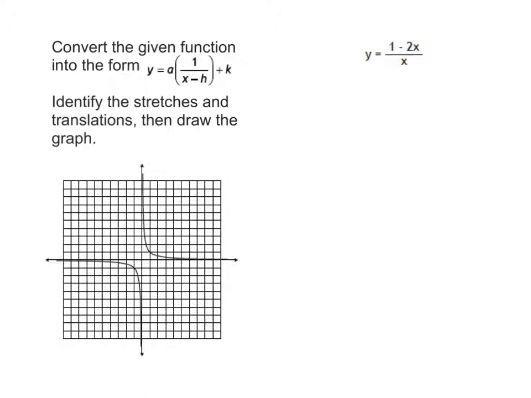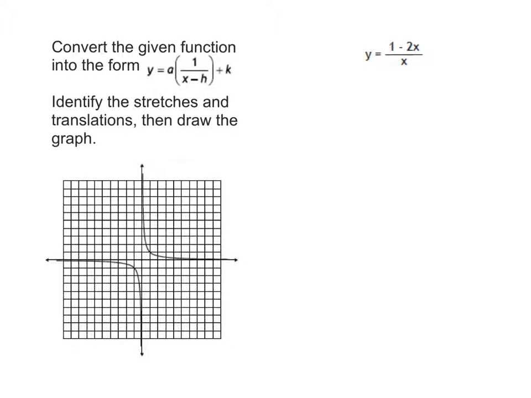Parent function is 1/x. This one's a little bit trickier though, because it's harder to find the transformations. We need to take this function, y equals (1 minus 2x) over x, and change it into this transformational form, y equals a times 1/(x minus h) plus k, and then talk about the transformations. So this is the part of it that's new for you. All the transformation stuff we've already learned. But taking a function like that and changing it into transformational form is new.